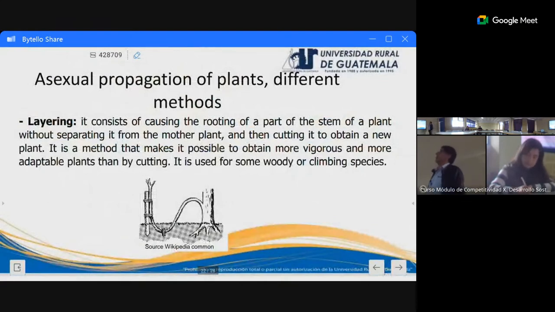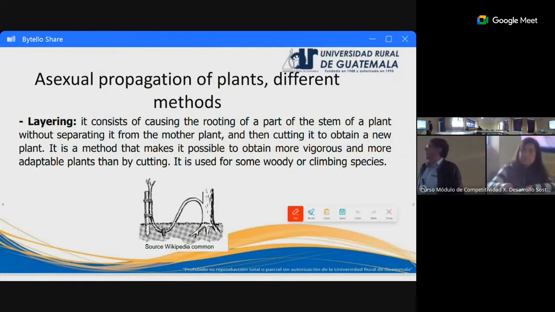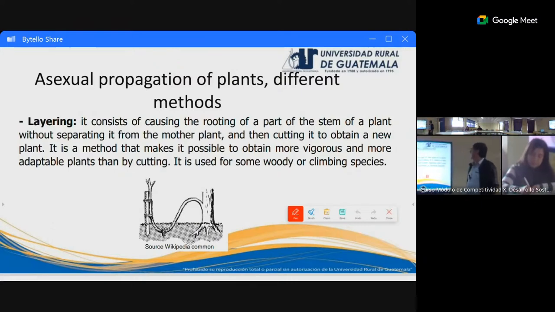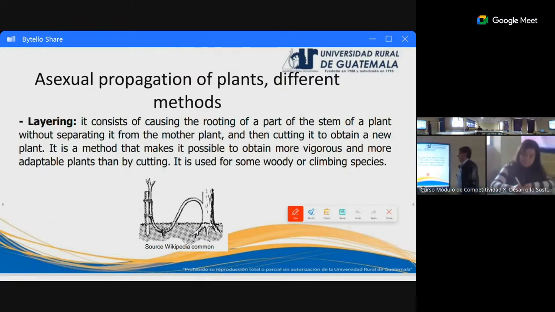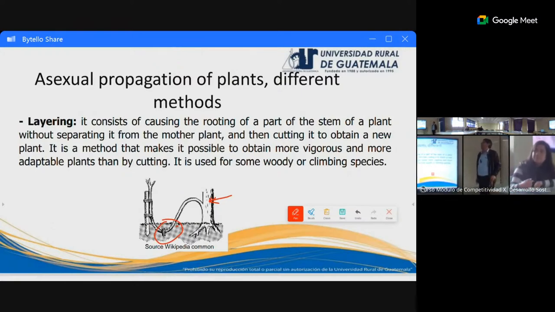Another method to obtain a new plant by asexual reproduction is layering. Layering consists of causing the rooting of part of the stem of a plant without separating it from the mother plant. You can see here a branch that was placed into the soil to obtain a new plant. The name of this method is layering, or in Spanish we say codo, if you remember your previous courses. Okay, let's continue.